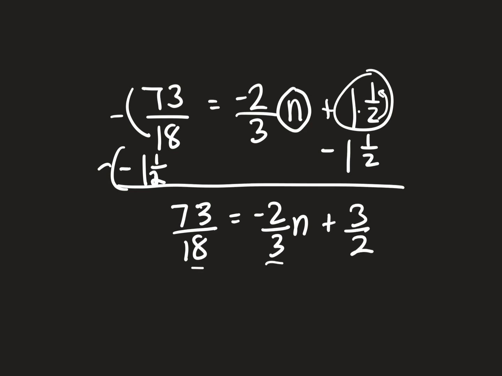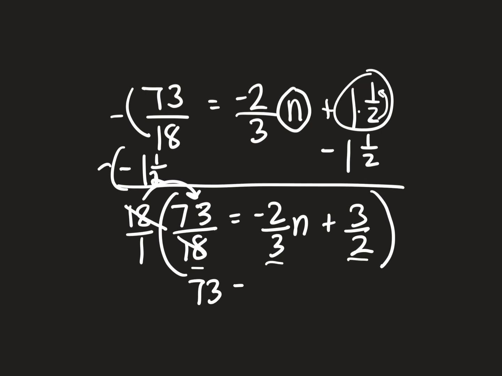And when I see those denominators, I know that I can multiply by 18 over 1. And when I do that, 18 over 1 times 73 over 18 cancels out the 18. So I'm just left with 73.